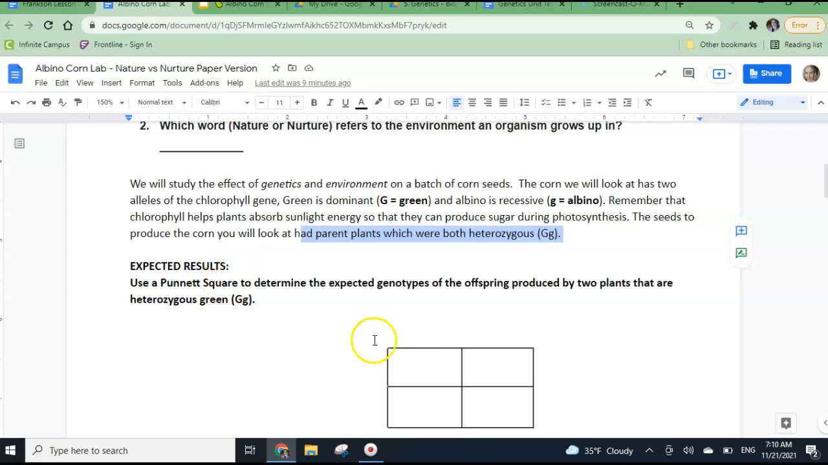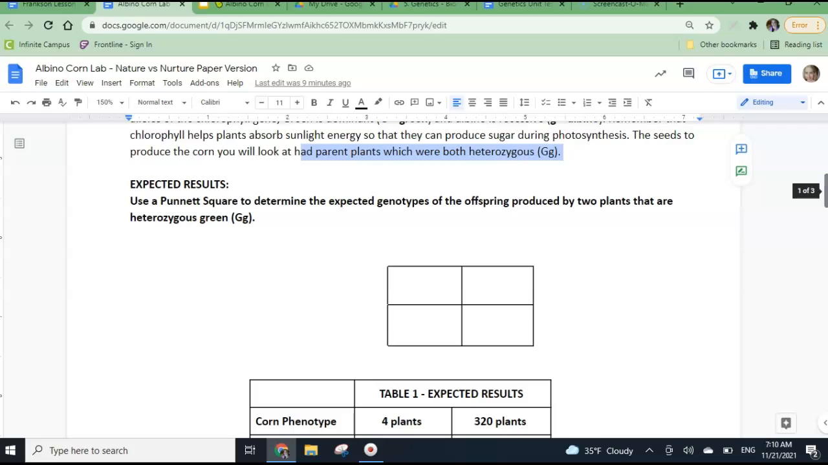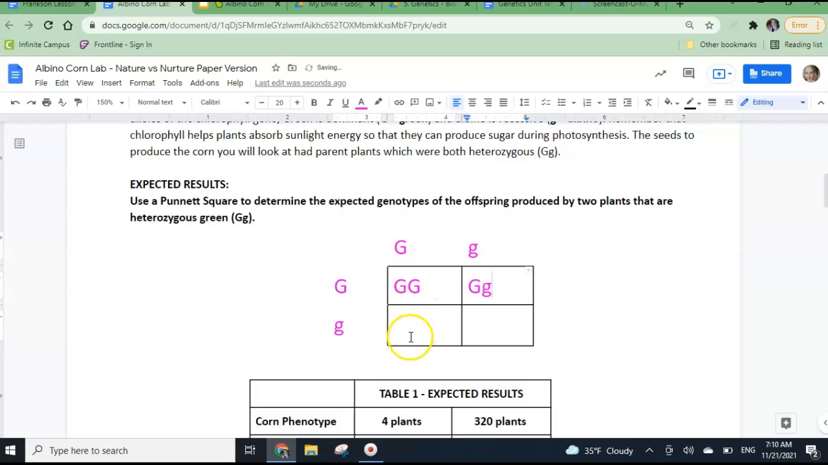So we're going to use a Punnett square down here to determine the expected genotypes produced by two plants that are big G, little g. So we're going to go ahead and fill this in. Both parents are big G, little g. Fill in our Punnett square.